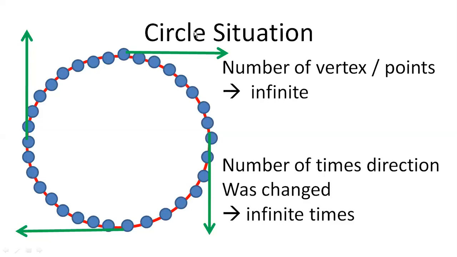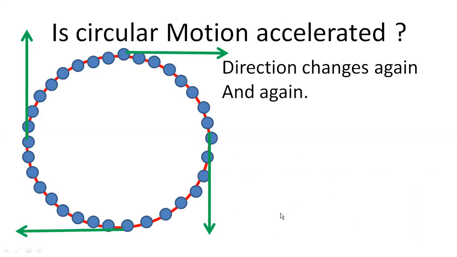Okay, not that hard, just a simple understanding of your mathematics. That a circle is a collection of infinite points. In the same way, direction change will also be infinite. Okay, now we have understood this logic. That in a circle, direction changes infinitely. Now let us use that. We have to answer this question.